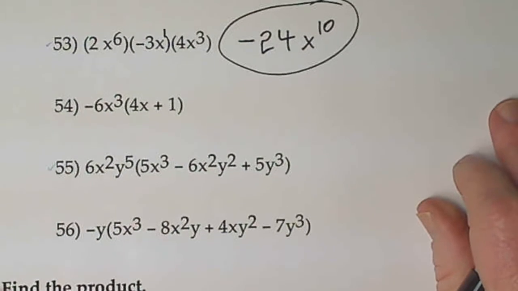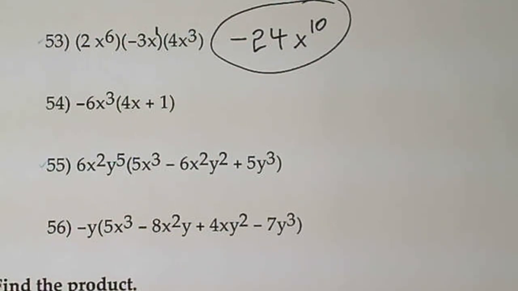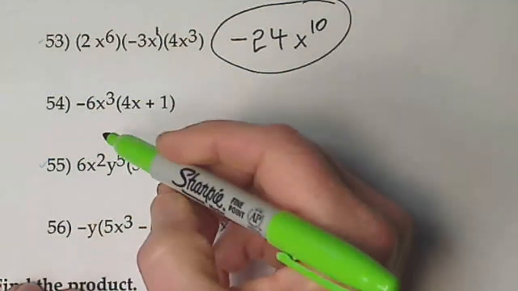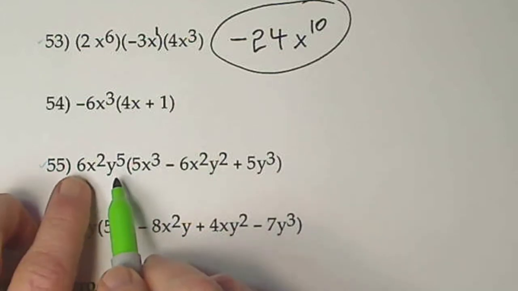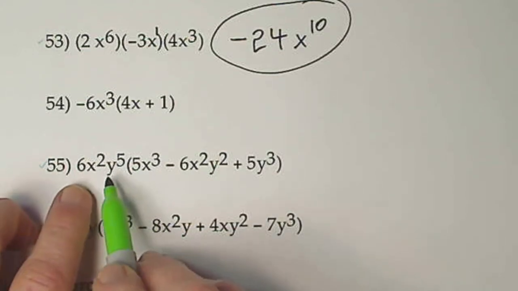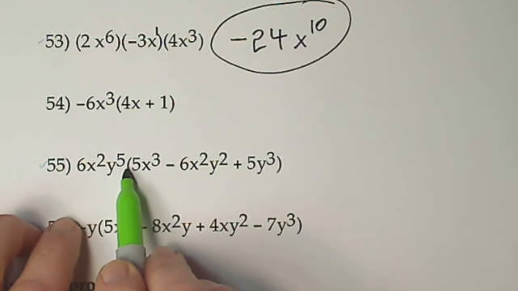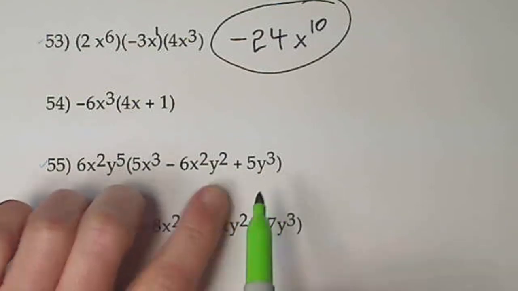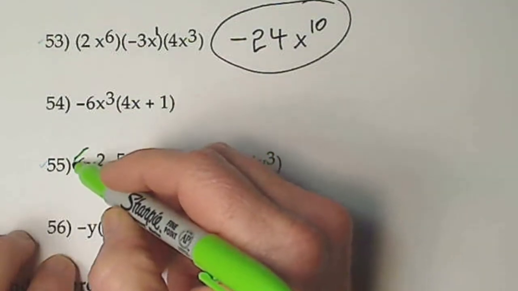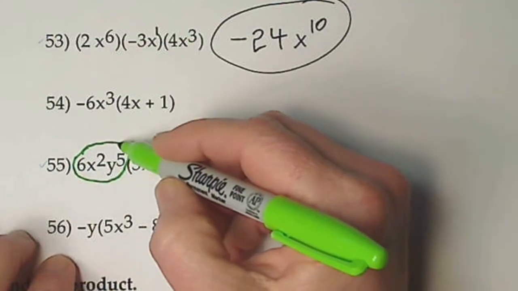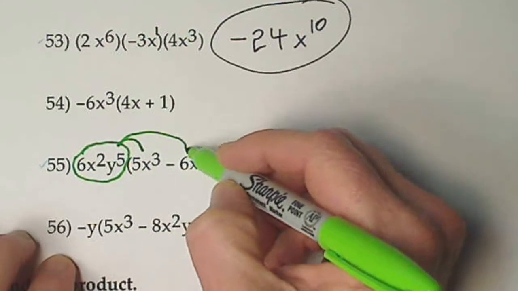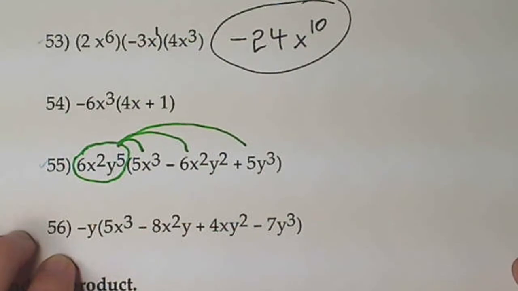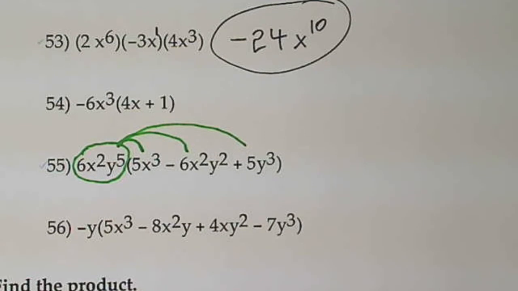Taking a look at number 55. All right, this one's a little bit more confusing to look at. Basically, you have a number, bunch of variables, whatever you want to call it, a term, in front of parentheses. So this means to multiply this times each term inside the parentheses. All right, so this whole thing is going to multiply the first term, the second term, as well as the third term. Okay?